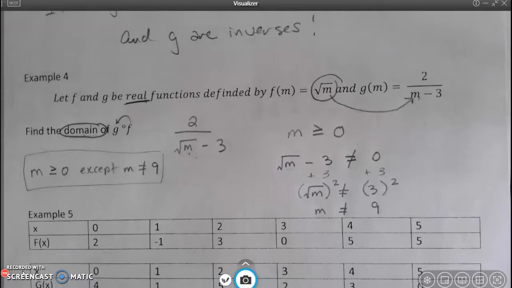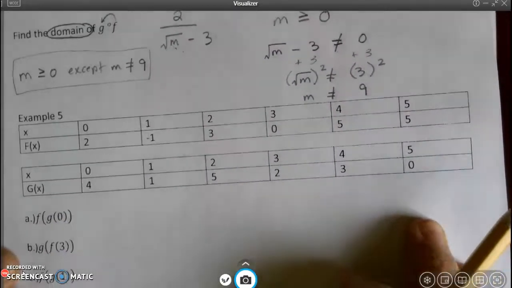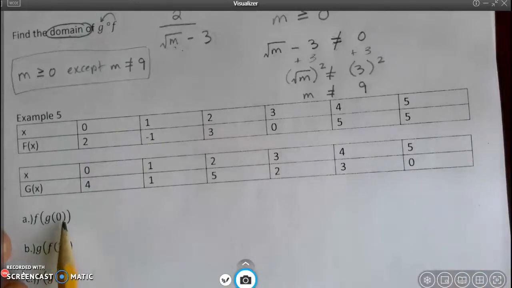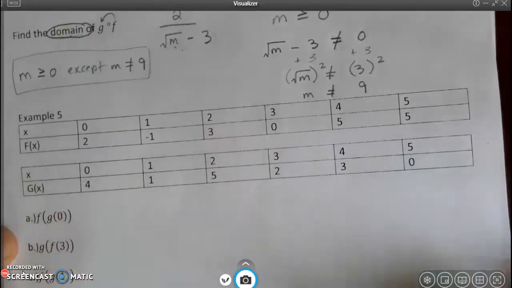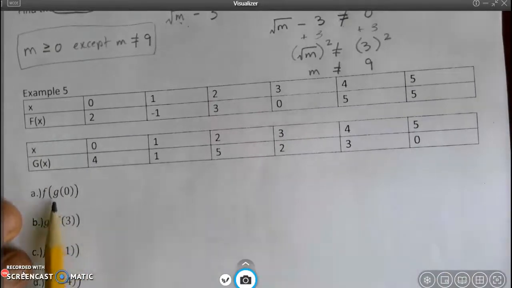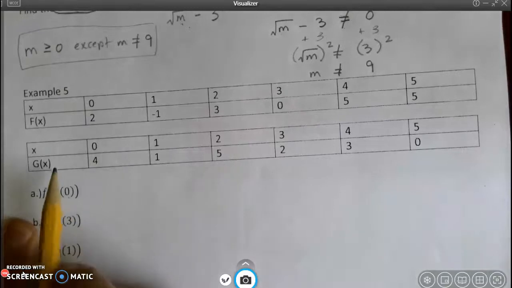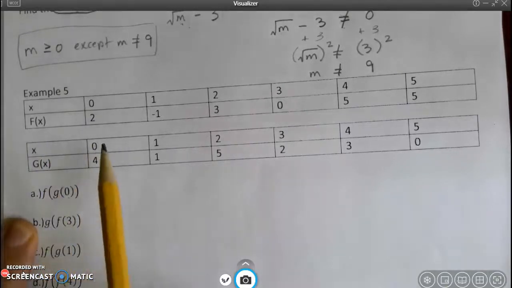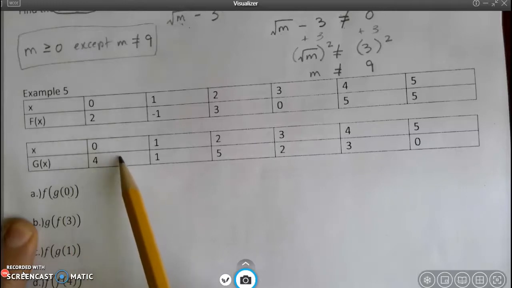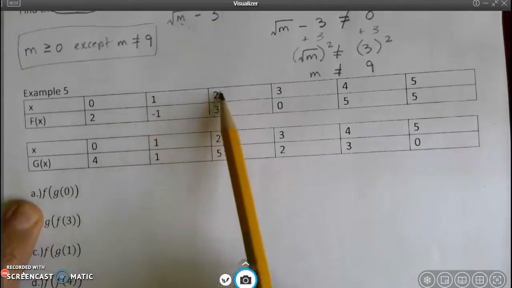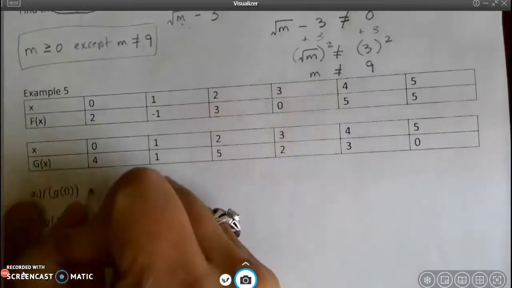Now, for example 5, rather than defining my functions with an equation, I've given you a table. And so we're going to use these tables to answer A, B, C, and D. Letter A says find g at 0 first, because you always work from the inside out. So g at 0, when x is 0, we get 4. And then put 4 into the f function. When I put 4 into the f function, I get 5.